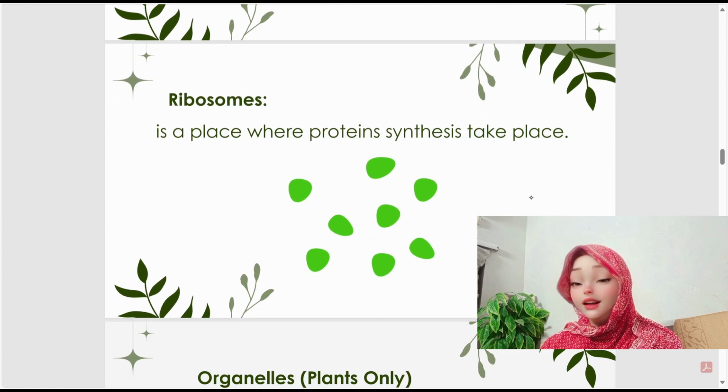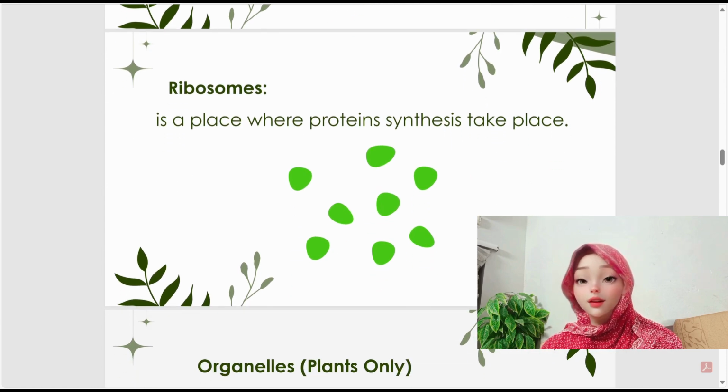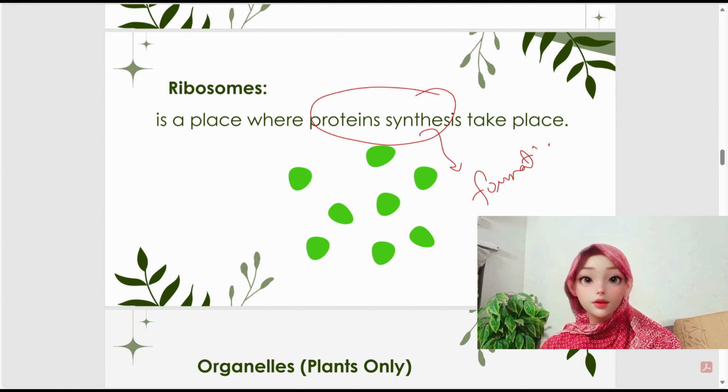Now let's move on to the ribosome. The ribosome is an important organelle in which protein synthesis takes place. Protein synthesis means the formation of protein. You know that the basic units of proteins are amino acids. These amino acids are joined in a sequence to form the protein.